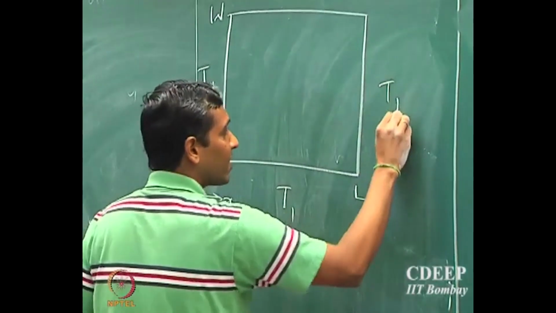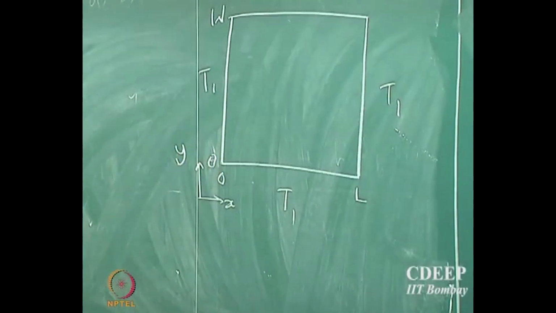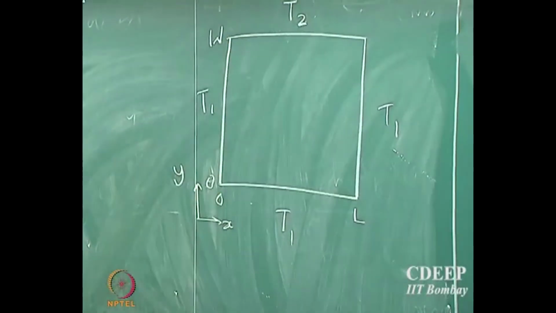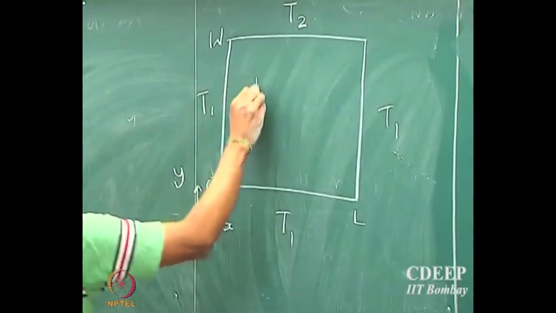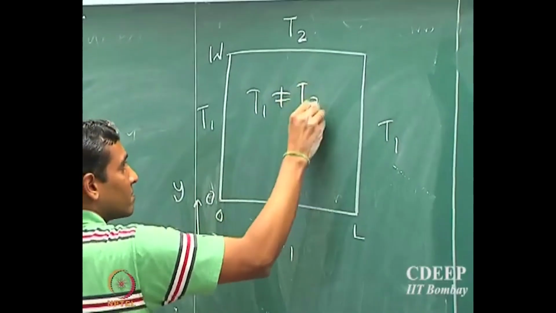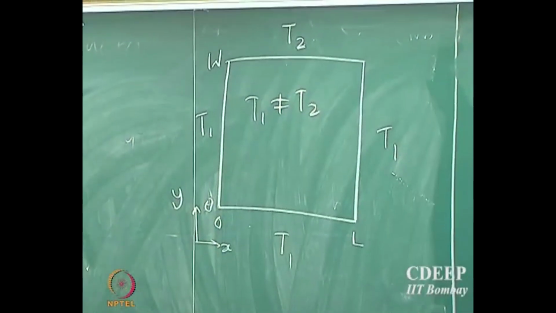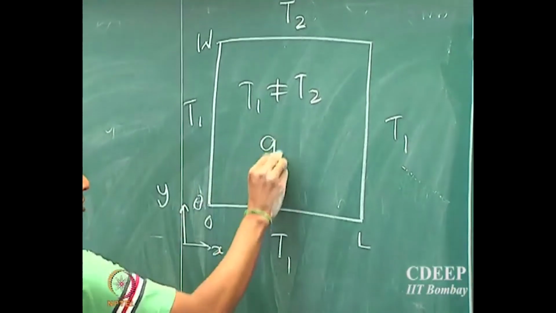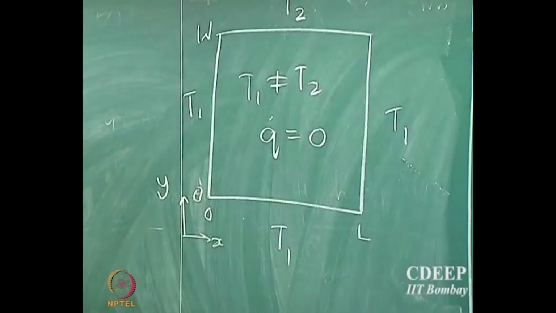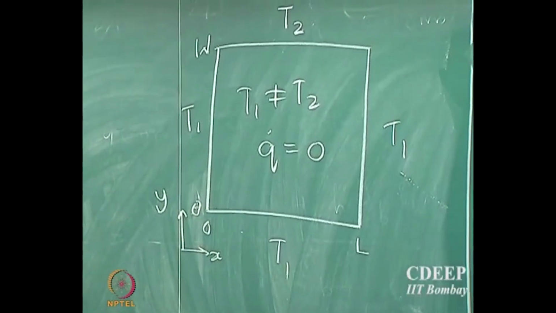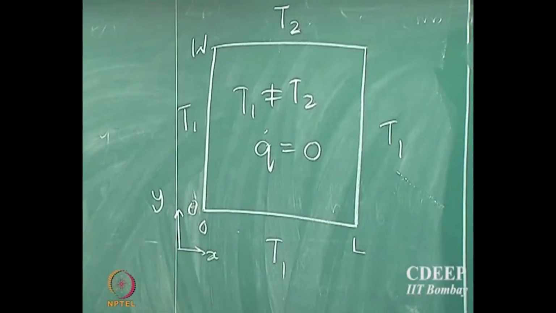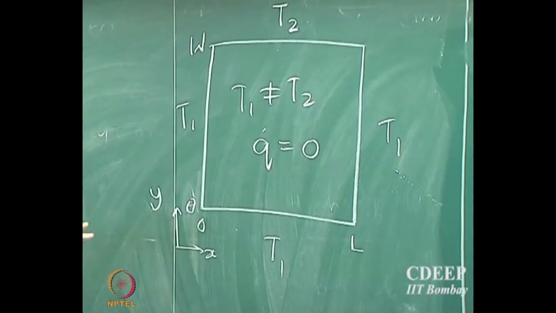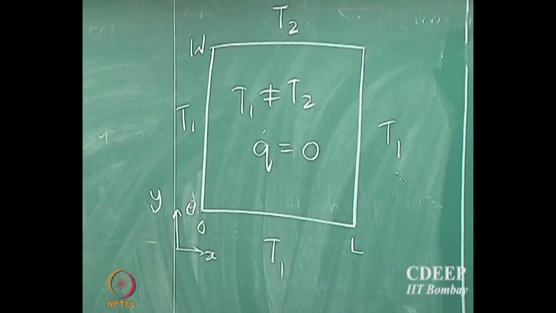Let's say we maintain 3 sides at a constant temperature T1, and the fourth side is maintained at a temperature T2. So I assume that T1 is not equal to T2. And if I assume that Q dot equal to 0, that is the net rate of heat generation per unit volume is 0. In principle, you could include that also, but to start with, the net rate of heat generation inside the slab is 0.